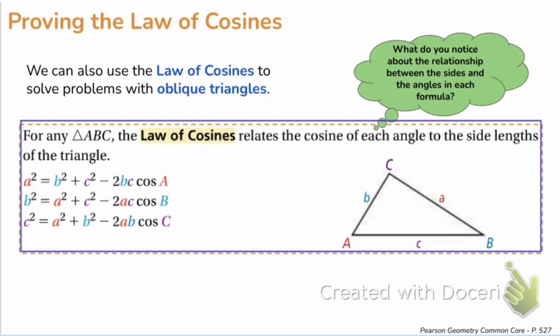So again, let's take a minute to understand this one. This one here, a squared, is going to equal b squared plus c squared minus 2 times b times c cosine of this angle right here. Okay? And if you were to move to a different one, you're going to do the same thing, just with the different sides, okay?